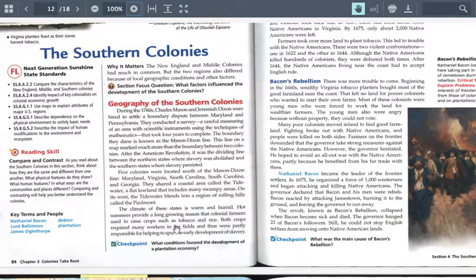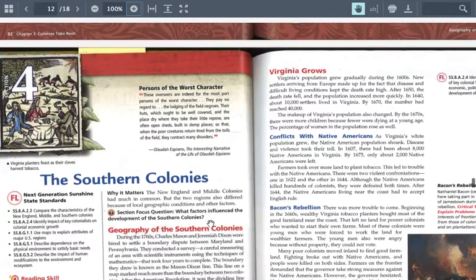And then, of course, this last paragraph talks about the climate being very warm and humid, and these hot summers lead to longer growing seasons. So, of course, it's going to be ideal for farming in the South. And some of the crops that they will have there specifically are tobacco and rice during colonial times. And then, of course, those crops will lead to slavery.